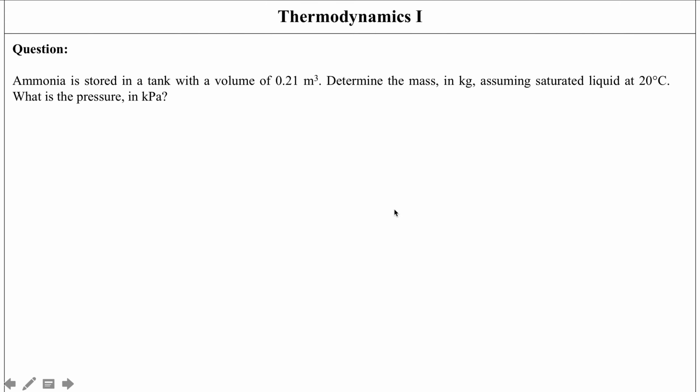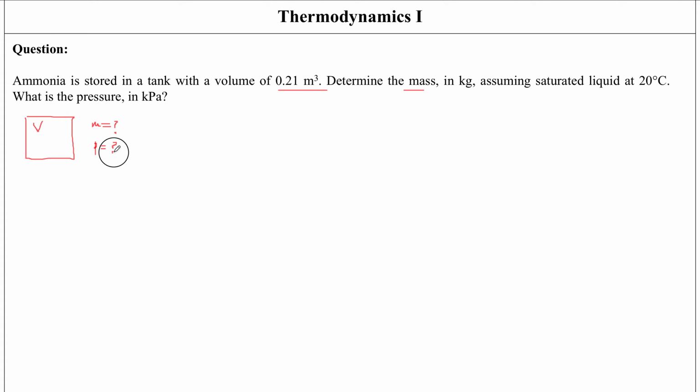So we're going to move on to the next question now. And in this question, you've got ammonia, which is stored in a tank. So you've got, let's say, a tank, and you've got ammonia that is stored in this tank. And you've got volume, which is given to you, which is 0.21 meter cube. You've got to find out the mass, and you need to find out the pressure as well within this tank.